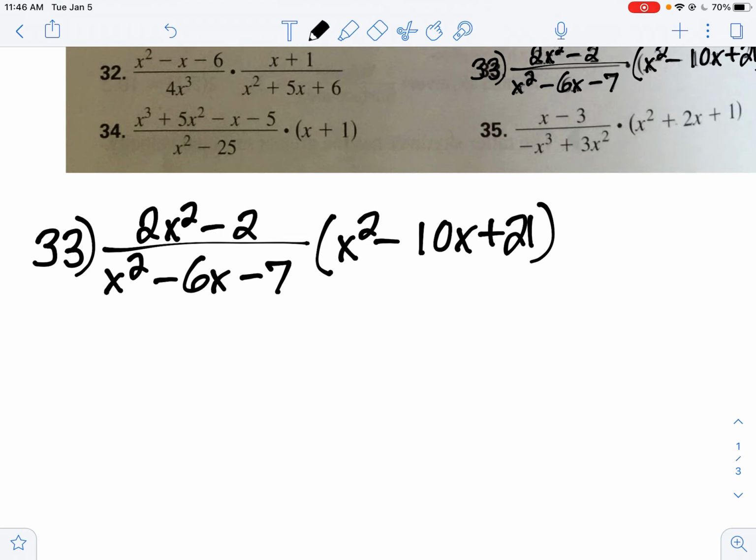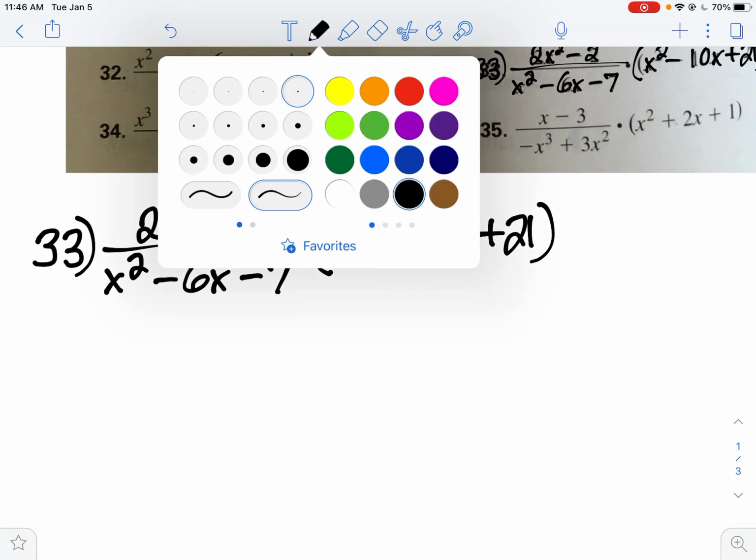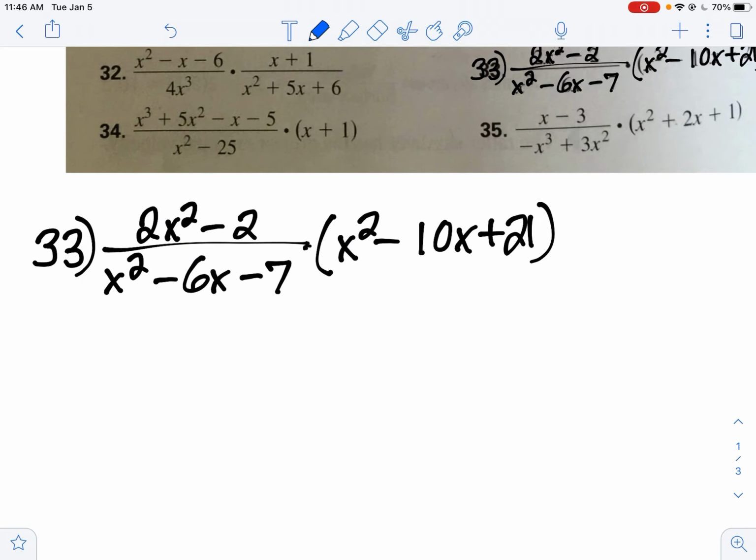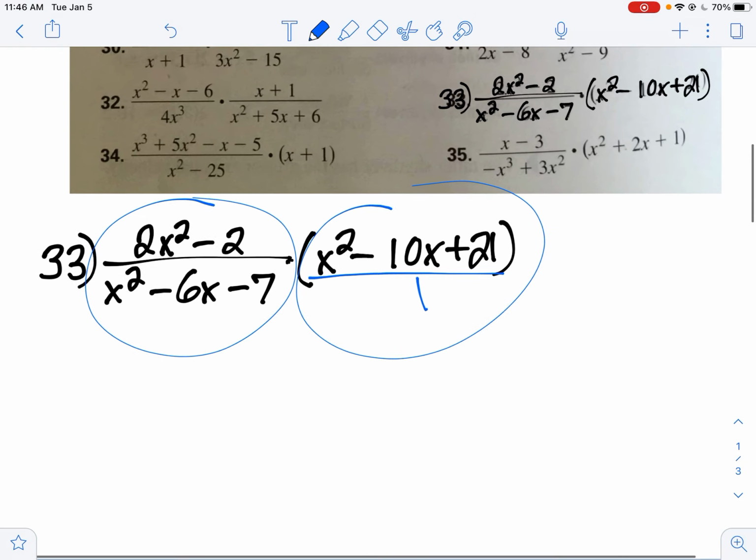You've got 2x squared minus 2 over x squared minus 6x minus 7, and this is all times x squared minus 10x plus 21. Got a lot going on here, so let's jump into it. First of all, I'm going to put this over 1. Why? Because we've got a fraction right here, so we might as well keep it a fraction.